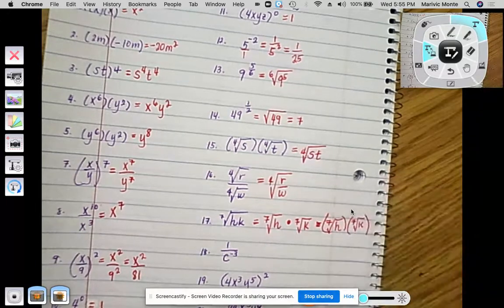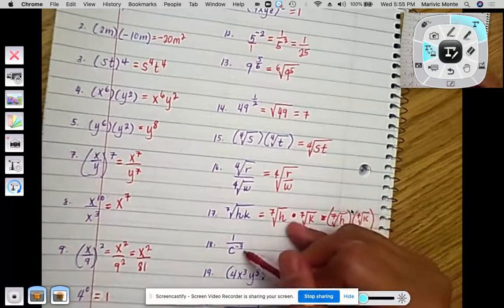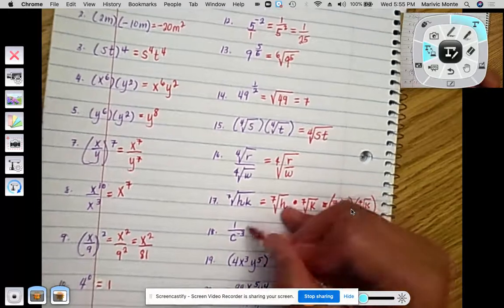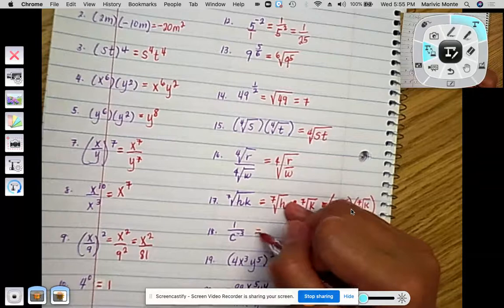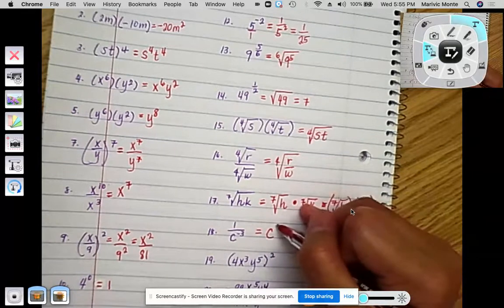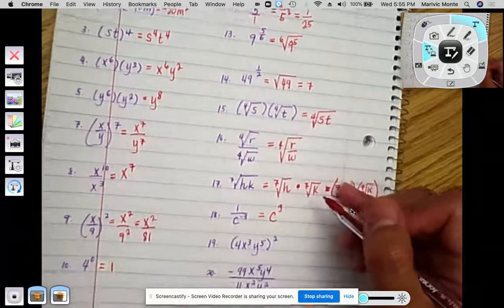Okay. And then again, here you have a negative exponent, so you can just flip this position, put it up as a numerator, and you end up having C raised to the third power, or C cubed.